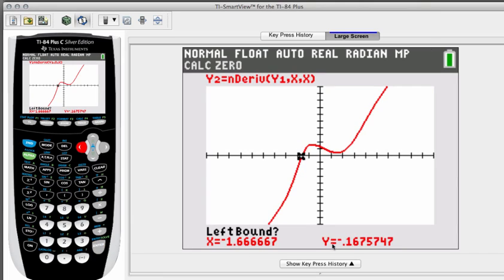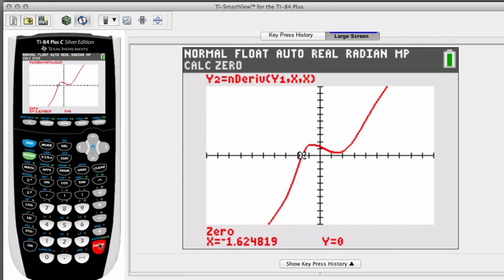I'll need to have a left bound that has a negative y value because as you look at this curve from the left to the right, the curve is underneath the x-axis first, so I need to have a negative y value for my left bound. Hit enter. And then it will ask you for the right bound, and if you just go one click to the right, that should suffice because I now have a positive y value. Hit enter there.